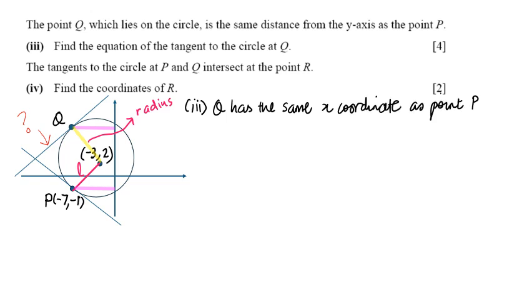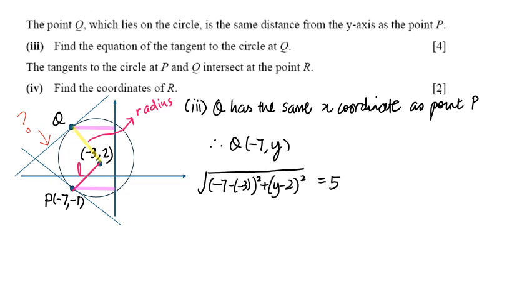Yes, that is an important concept. Because the distance of your point P from the y-axis is the same as the distance of your point Q from the y-axis. So that means basically your point Q is vertically above your point P. So they have the same x coordinate. So I can let the coordinates of point Q be (-7, y). So y is the one I do not know.